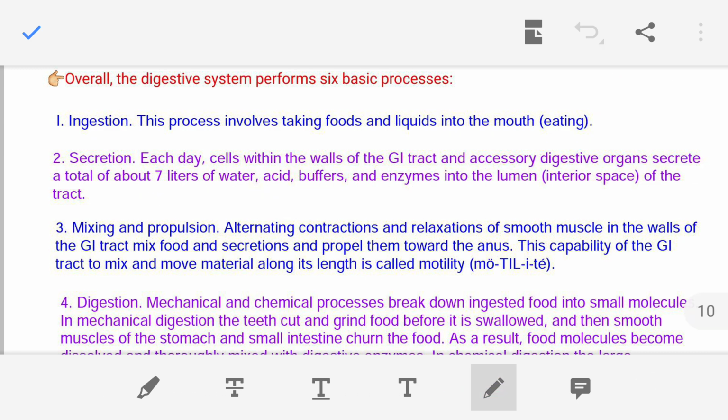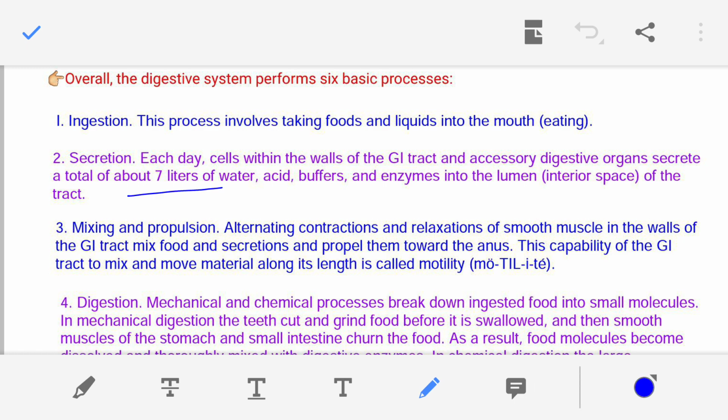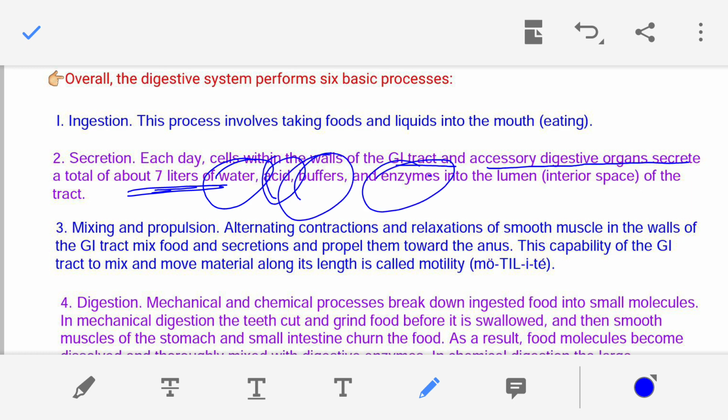And this 7 liter secretion of the GI tract and from the accessory digestive organs contains water, acid, buffers, and enzymes. And this 7 liter secretion is poured into the lumen of the GI tract.